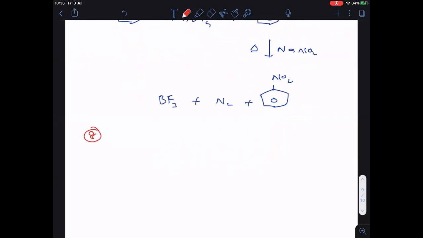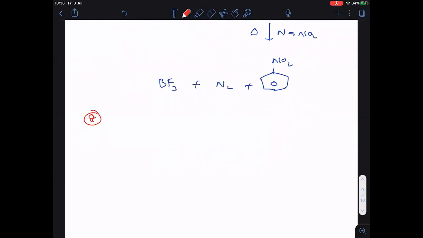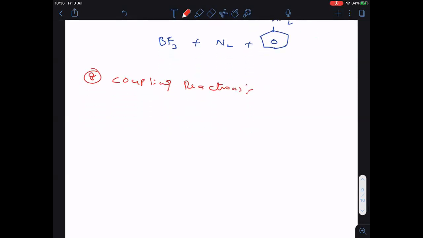Okay. Then the eighth chemical property, and this is the last property, called coupling reactions. Followed. Now, in this one, two reactions are there. In coupling reactions, two are there.